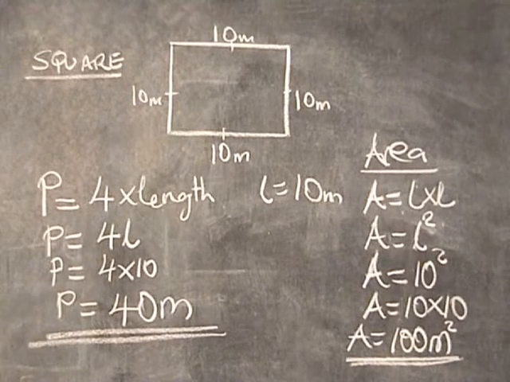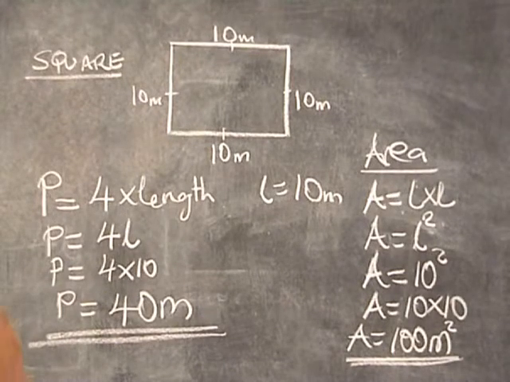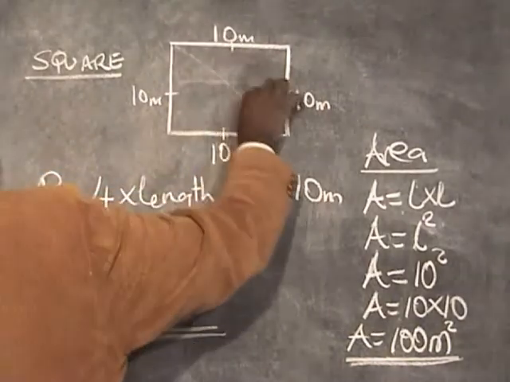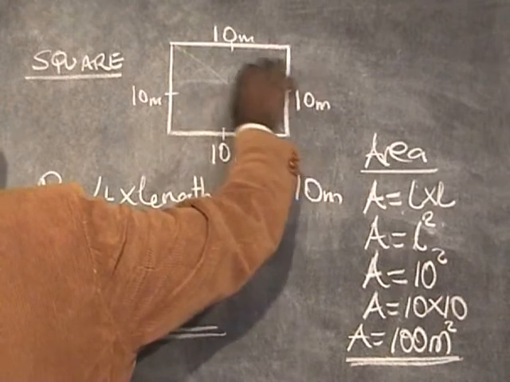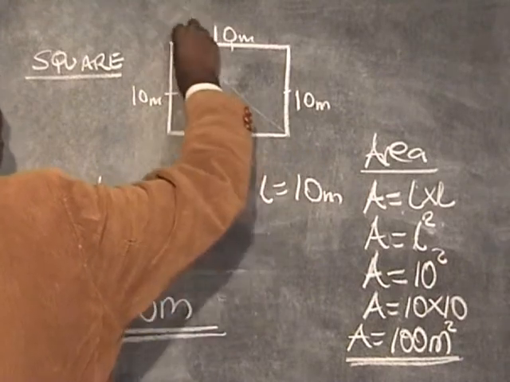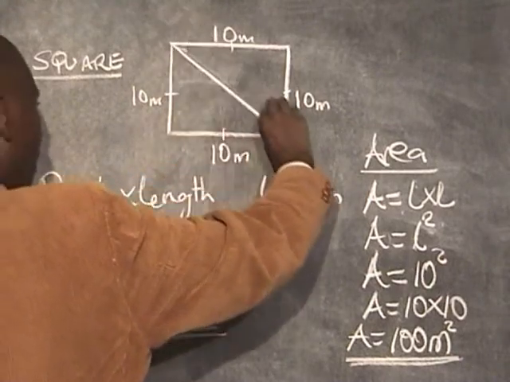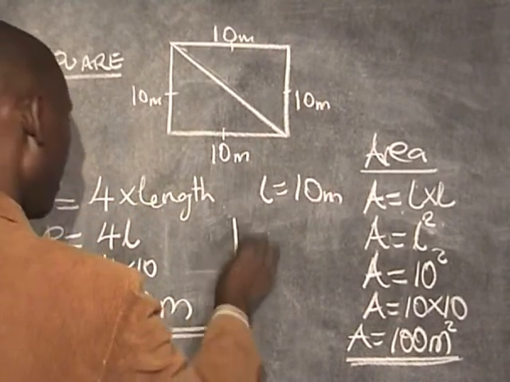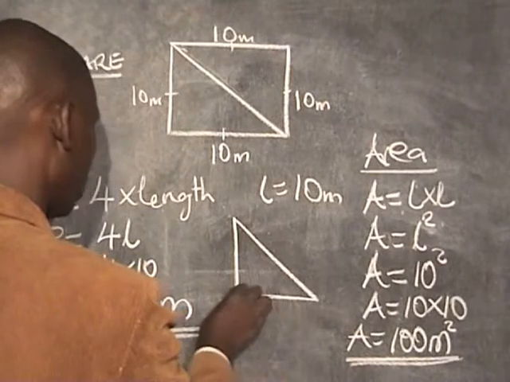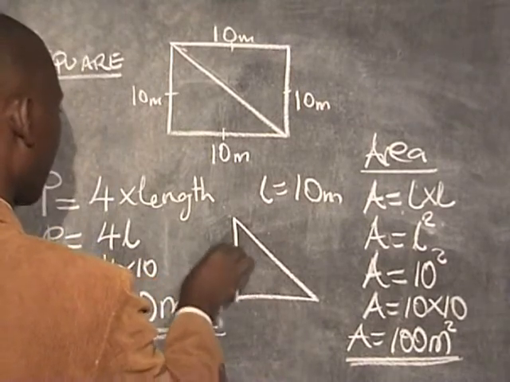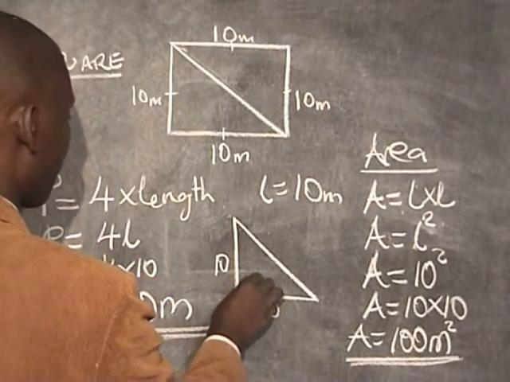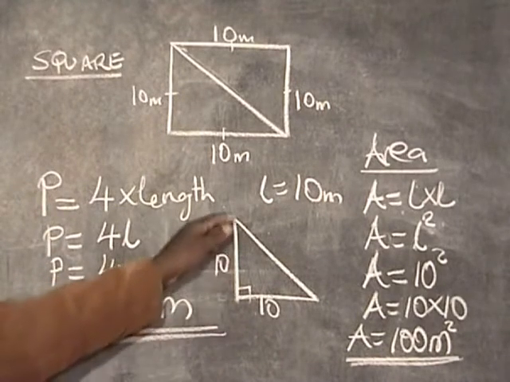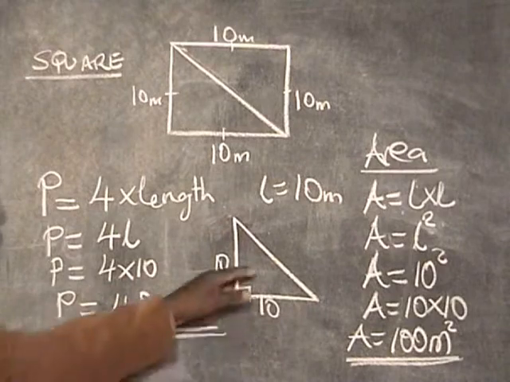And at times you can be asked to find the length of its diagonal. This is called the major diagonal, and this is called the minor diagonal. So if you are told to find the length of its diagonal, if it is cut like that, then this results into two triangles, of which this is 10 and this is 10, and this is 90 degrees. So to find the slant length you have to use Pythagoras.